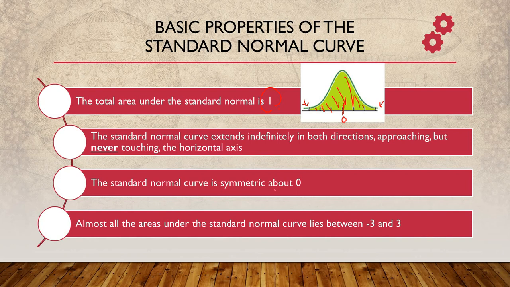The standard normal curve is symmetric about 0. Already mentioned, the middle is 0. Almost all area under the standard normal curve lies between -3 and 3. So usually it's from -3 until +3. It can go beyond, but if the total is already 1, when you go beyond, it is approximately 0 or 1. So for the standard normal curve, basically we want to know the area under the curve, which part the area covers.